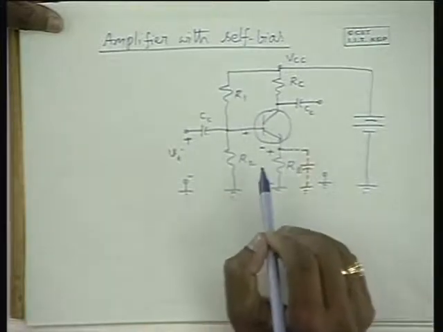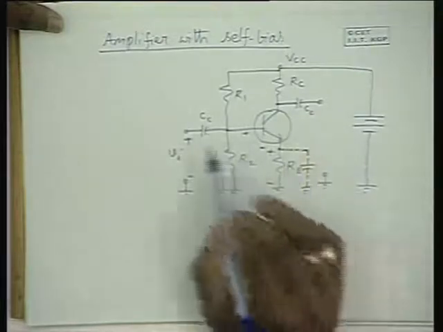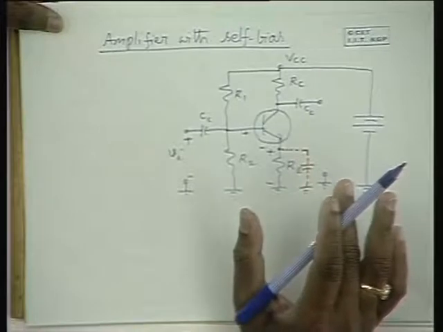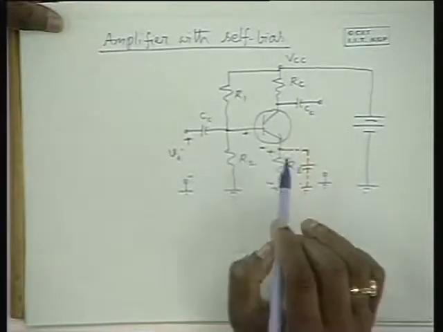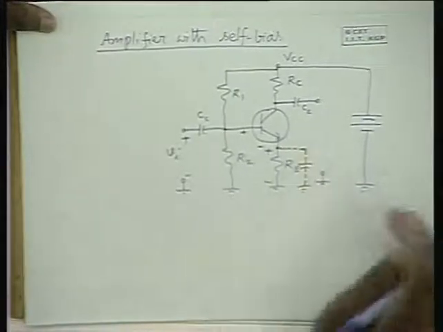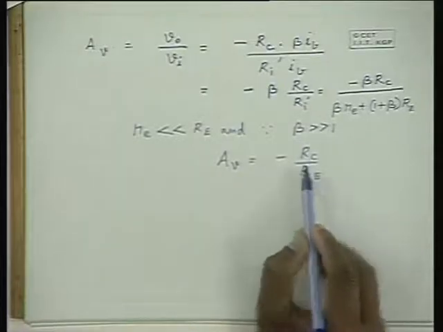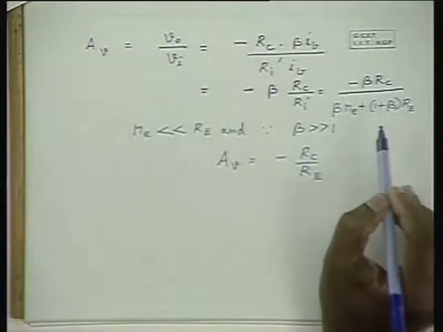It is a positive point even for AC analysis if you want the amplification to be stable. Please note that the amplification is totally dependent on RC and RE. It's minus RC by RE. It is not dependent on beta. So the voltage gain is minus RC by RE. Its dependence on beta is very small.